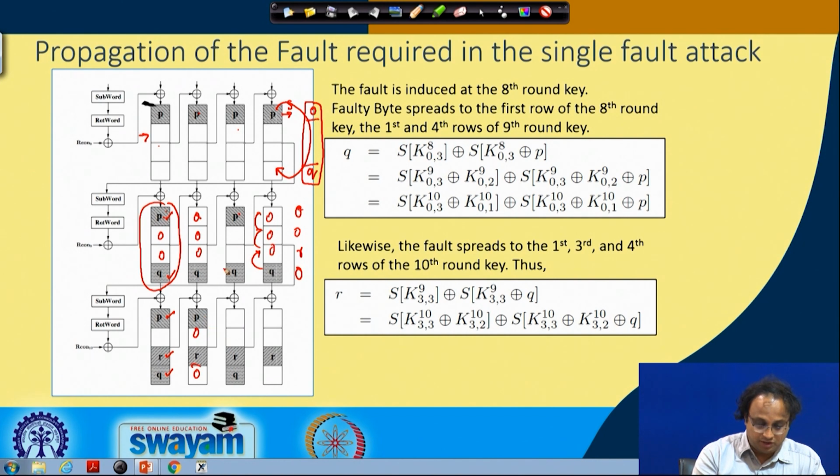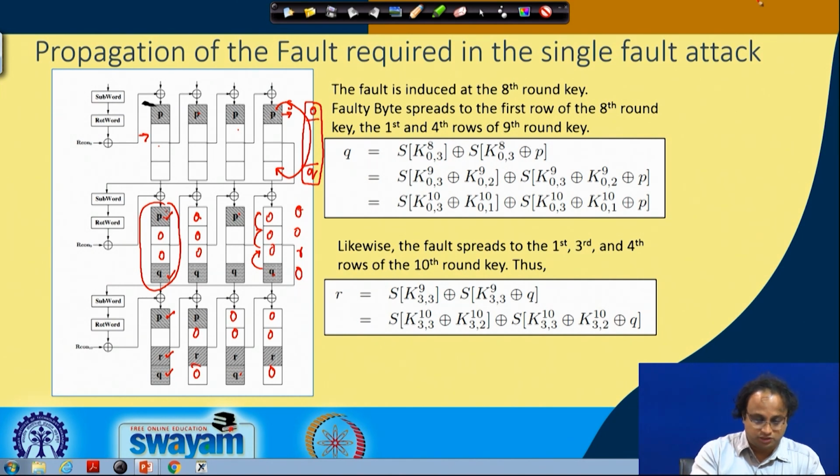And finally, when you XOR this with this, again this will be 0, this is 0, and this is R and Q. And again, when you XOR this, this Q and this Q will cancel. So you will have essentially a difference pattern of this type. Now that would imply that I can form some equations as shown here.